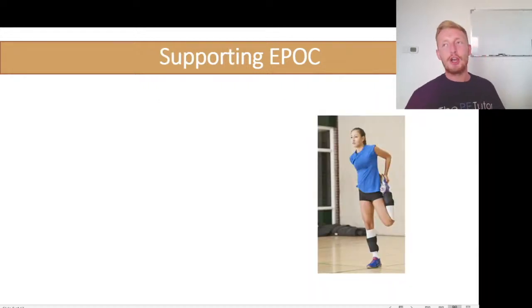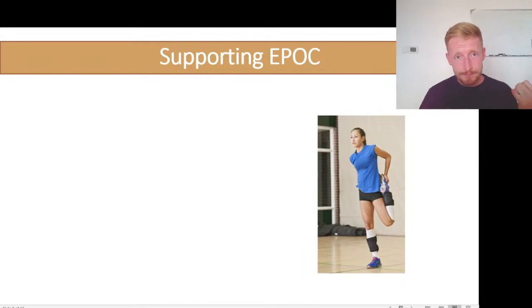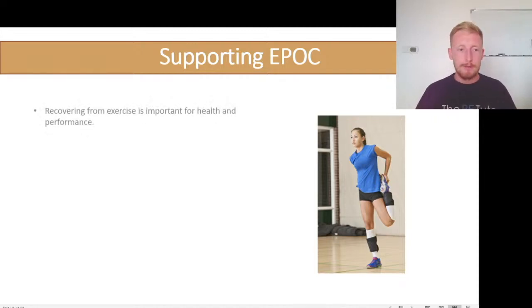So that's a lot of information about what it is, what might cause it, the deficit, the debt, and how our body responds to paying off that debt: cardiac output, respiratory system. So now, what can an athlete, or you or I, do to support this necessary EPOC? What can we do to speed up the debt repayment of oxygen?